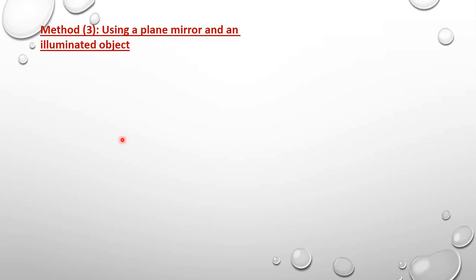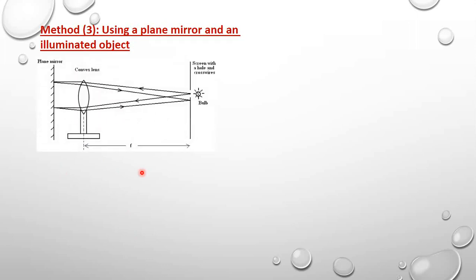Then we shall also need a plane mirror, and our convex lens is going to be mounted on the lens holder. So it will be something like this. This is the setup. You'll have your convex lens on a lens holder, a plane mirror, and then the screen with a hole and a cross wire. And then a source of light. So in other words, this object will be illuminated. That's what we call the illuminated object.